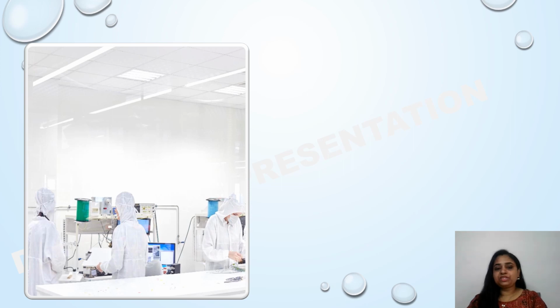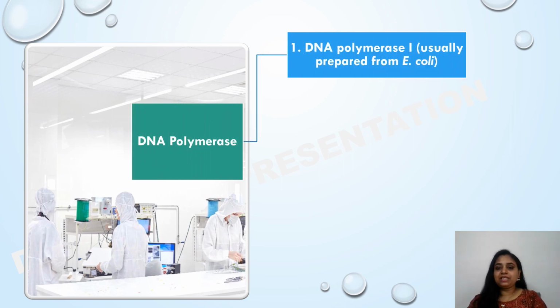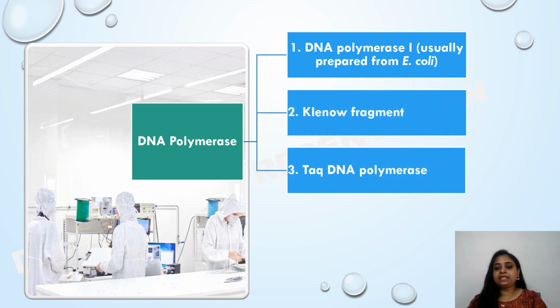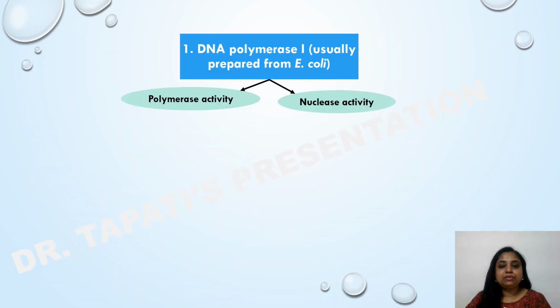Mainly four types of DNA polymerases are used routinely in genetic engineering, namely DNA polymerase 1, Klenow fragment, Taq DNA polymerase and reverse transcriptase. Let's know about them one by one. DNA polymerase 1 is usually prepared from E. coli. It has dual activity, namely polymerase activity and nuclease activity.